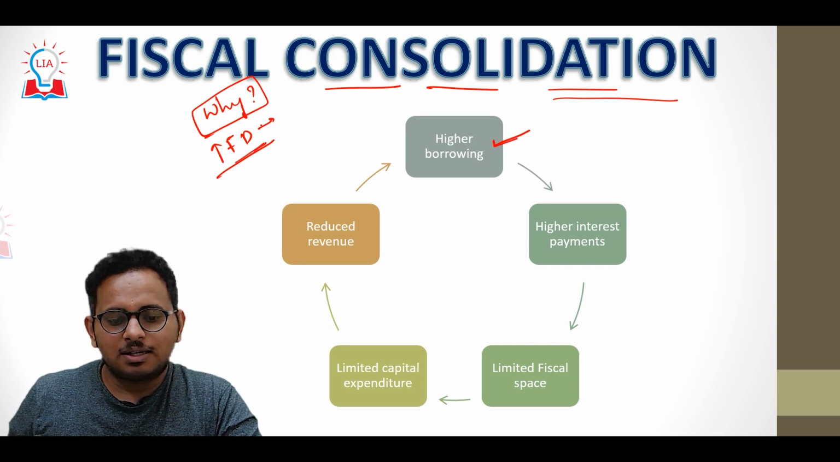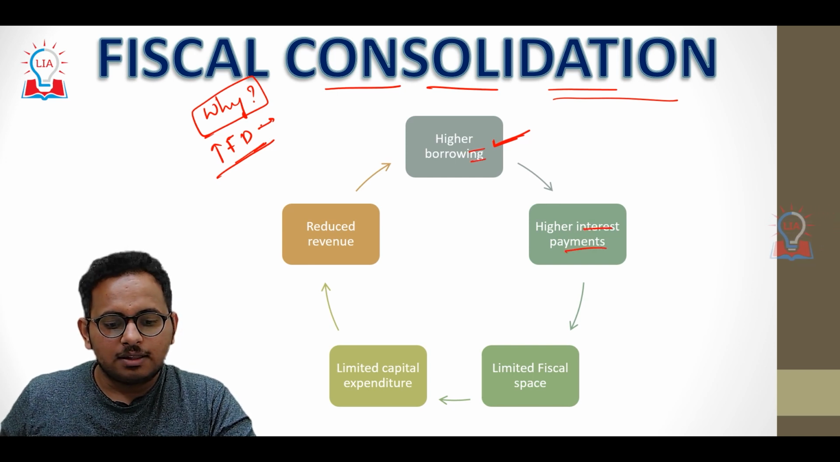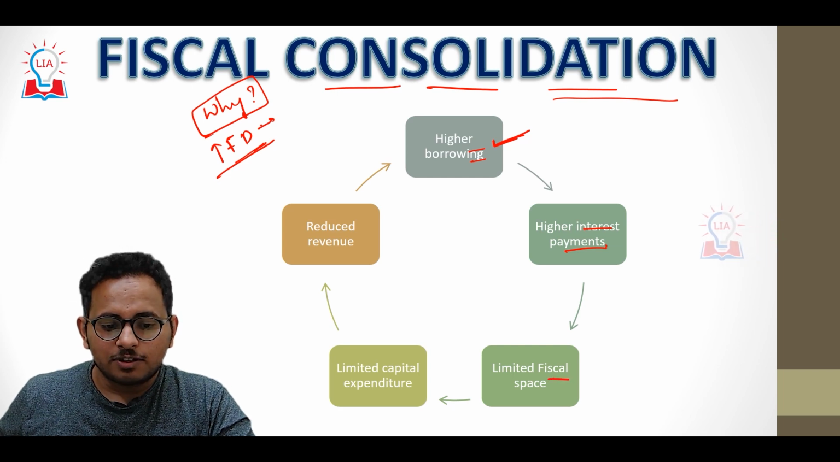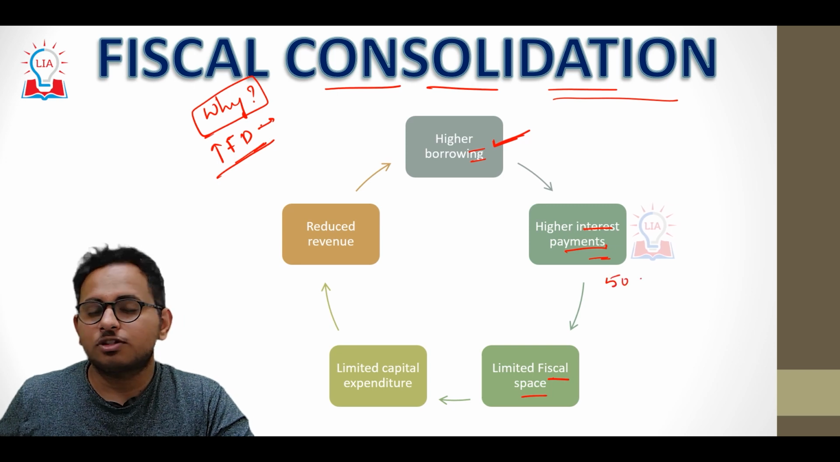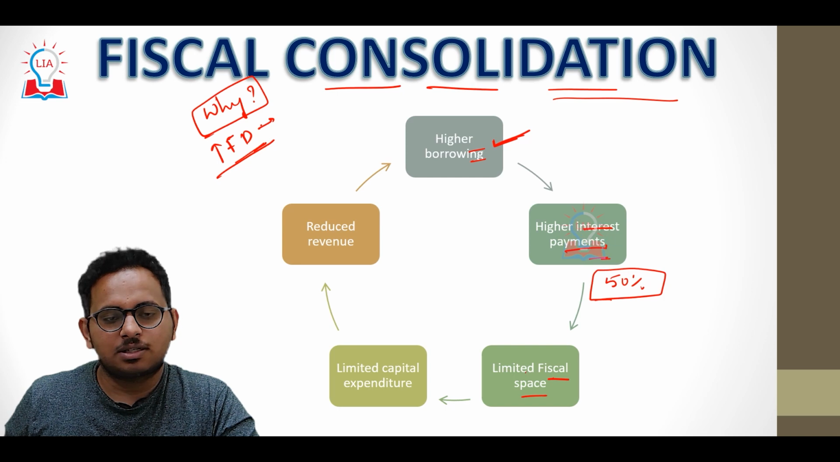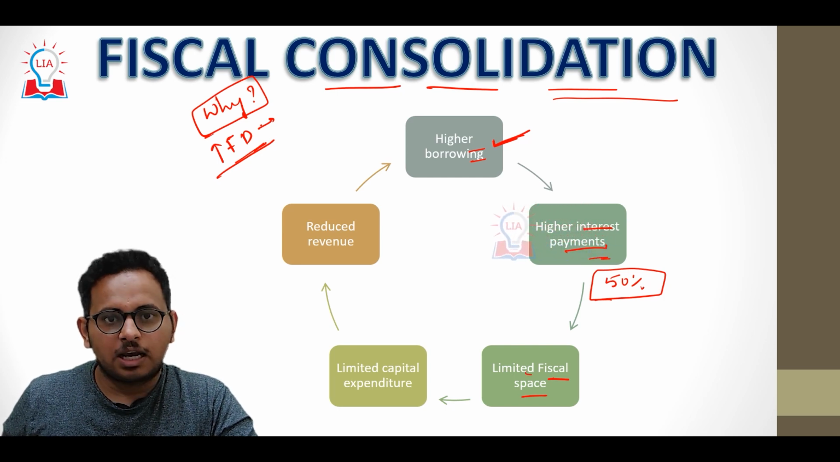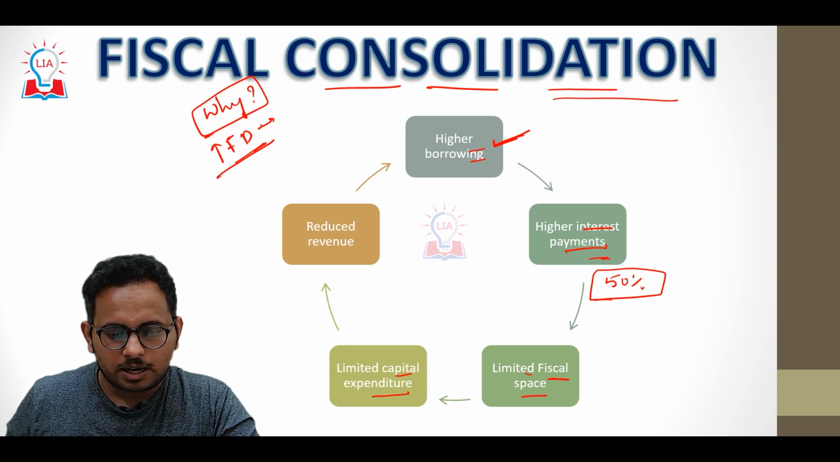Higher borrowing. What does the higher borrowing cause? Higher borrowing causes higher interest payments, and limited fiscal space. If the government is paying off almost 50% of its revenues to the previous debts, then it will have very limited fiscal space. Government will have very little money to spend. Because of that, there will be limited capital expenditure.